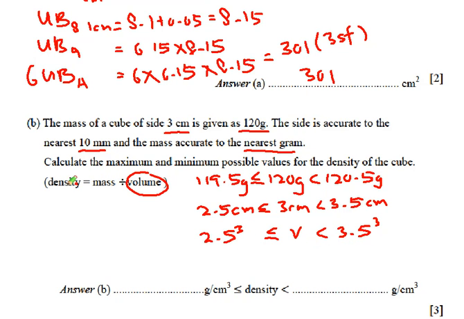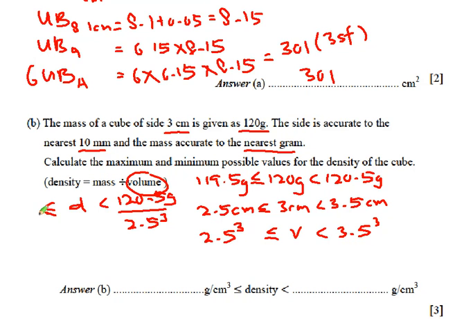Now we need to find the density. So density is equal to mass over volume. So now we have density. The upper bound of the density is equal to the upper bound of mass, which is 120.5, divided by the lower bound of the volume, which is the cube of 2.5.